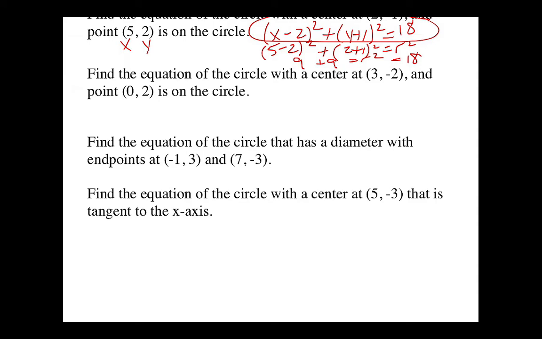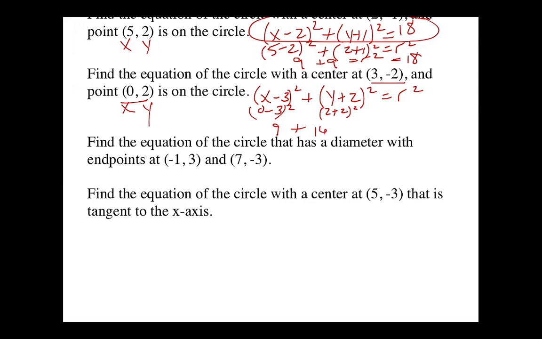Next example, same thing. Find the equation. The center is at (3, -2), and the point (0, 2) is on the circle. As you get better at this, it'll become much quicker. So here's what I hope it becomes. I know that's going to be (x - 3)^2 + (y + 2)^2 equaling the radius squared. I got to put in the x and the y, so it's going to be (0 - 3)^2, which is 9, and (2 + 2)^2, which is 16. So I get a radius squared of 25. So that means my equation of this circle is (x - 3)^2 + (y + 2)^2 = 25.